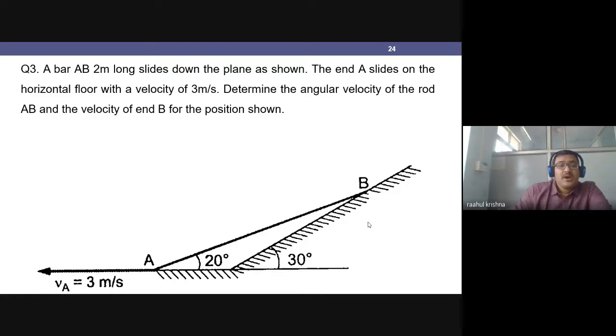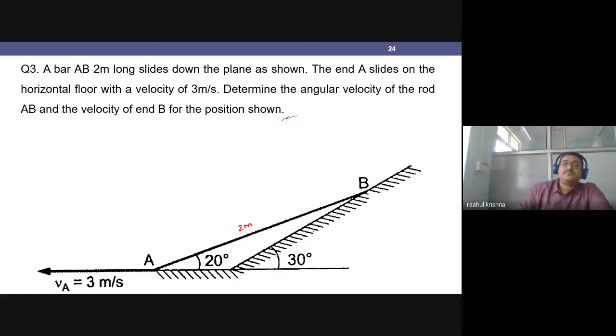Now here I have the bar AB, which is 2 meters long, and the end A is sliding on the horizontal floor at a velocity of 3 meters per second. The end B is along the slope, and the slope is at an angle of 30 degrees. Now I have to find out the angular velocity of the rod and the velocity of the end B as shown.